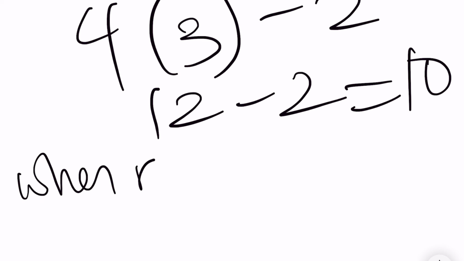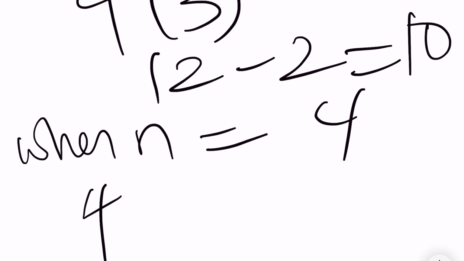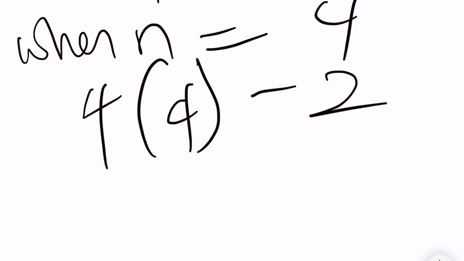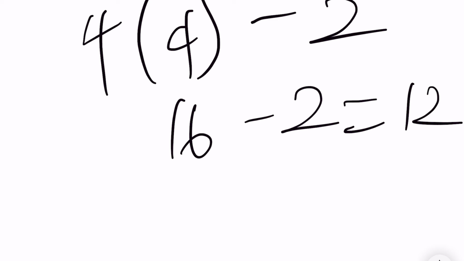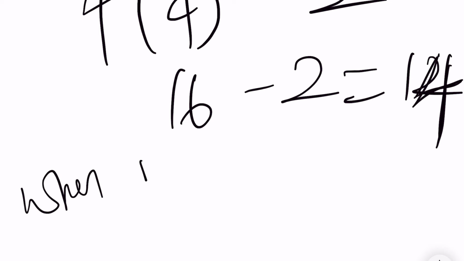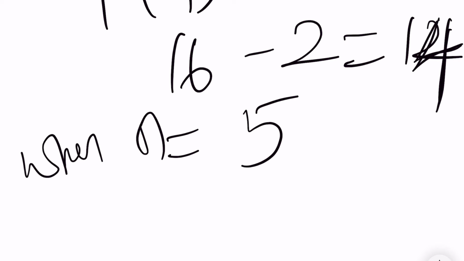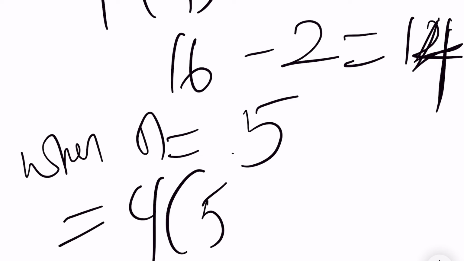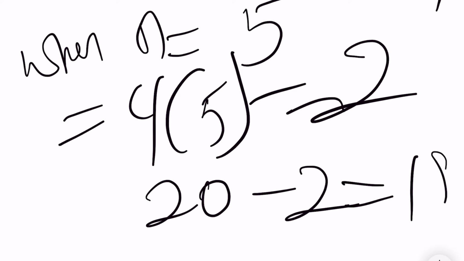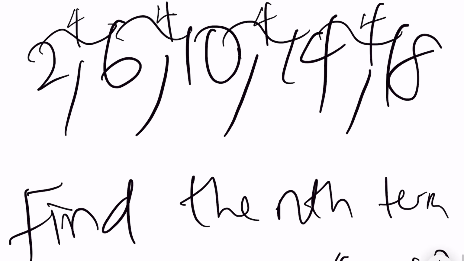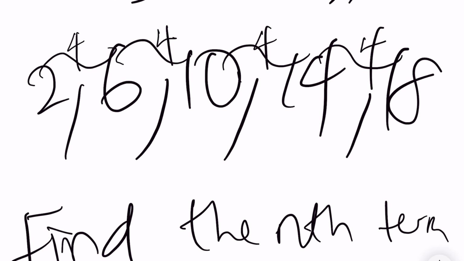When n is 4, we have 4 into bracket 4 minus 2. This is 16 minus 2. We have it to be 12. This is 14. And when n is 5, we have it to be 4 into bracket 5 minus 2. We have it to be 20 minus 2, which is 18. So basically, when we use 4n minus 2, we got our 2, 6, 10, 14, and 18.